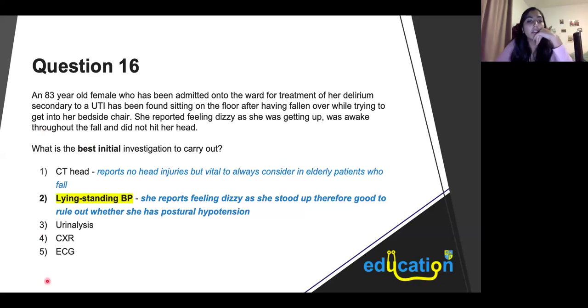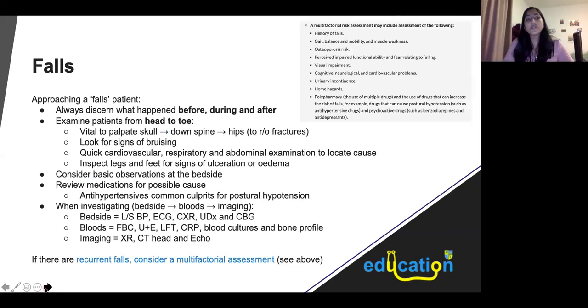And then a CT head, we don't need to do that because they haven't hit their head. Okay. So a little bit about falls. Falls is a really high yield subject. It came up in our finals, so it'll probably come up either in your finals this year or next year.